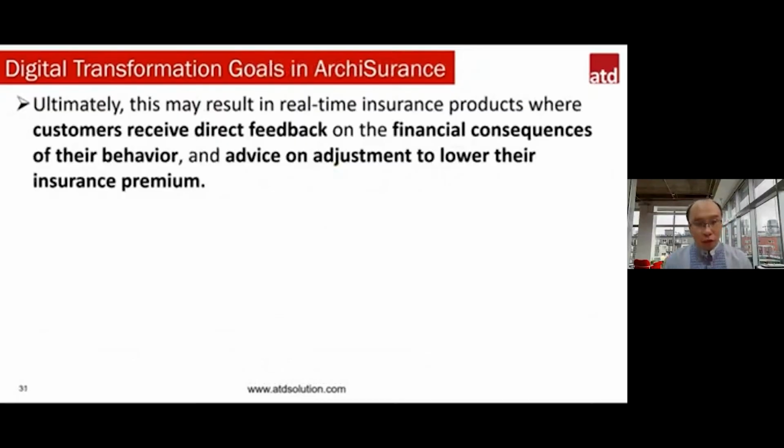And this is actually their goals. So they want to make sure that they have real-time insurance products where customers can receive direct feedback on the financial consequences of their behavior, and advice on adjustments to lower their insurance policy premium. So basically, they are trying to leverage the latest technology.